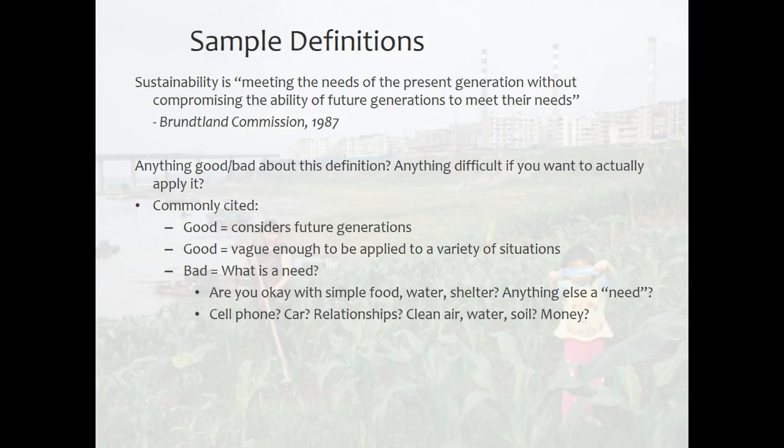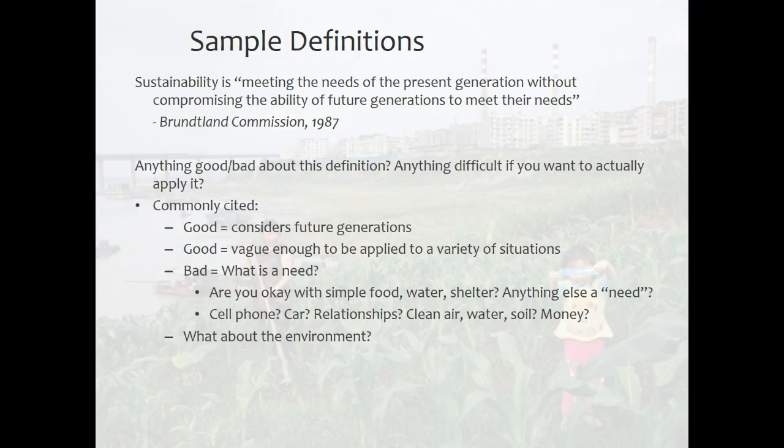the key here is that this term need is actually a lot more problematic than you might realize at first blush when you really dig into it. It's like, what do you actually need, and is just meeting needs enough? Also, usually when people think about sustainability, they think about the environment. But the environment is not explicitly mentioned in the definition.